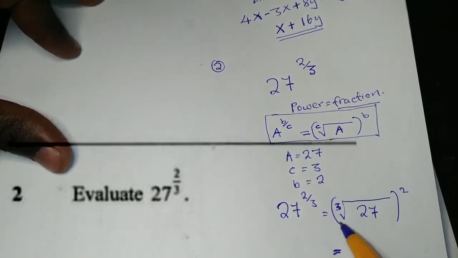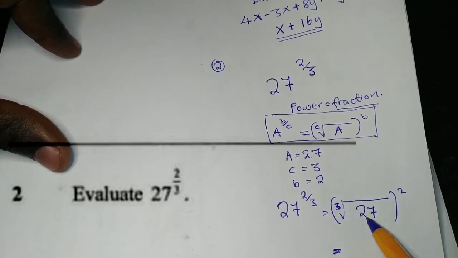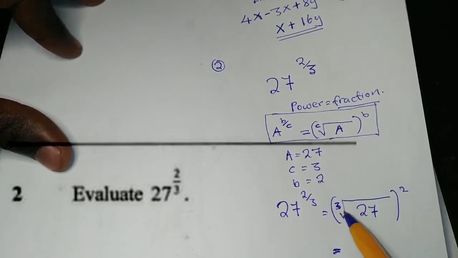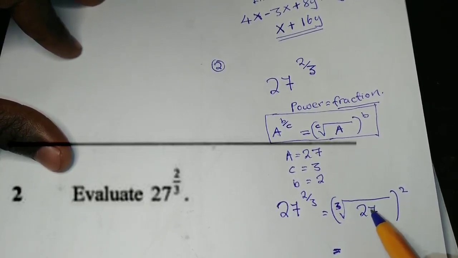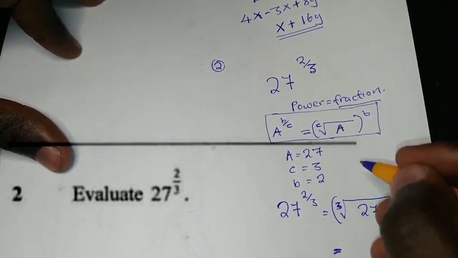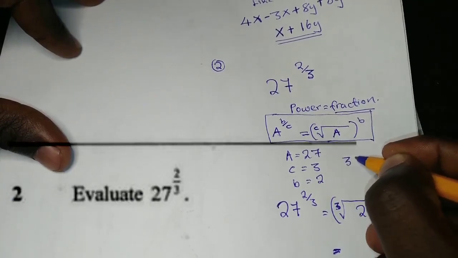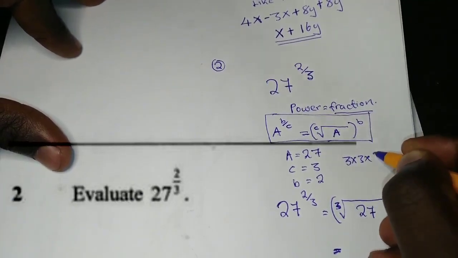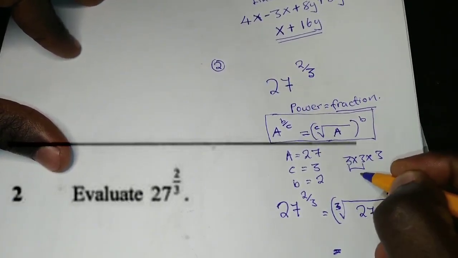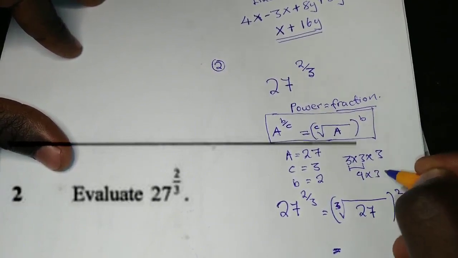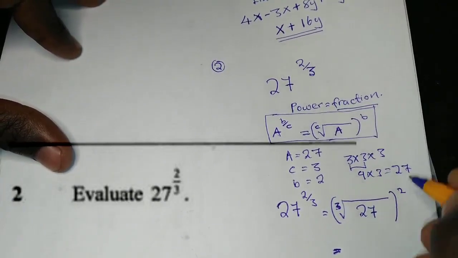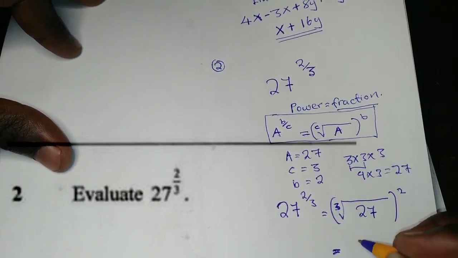So after this now, what's the cube root of 27? A number that when you multiply it 3 times will give you 27, that's what cube root means, a number that you multiply 3 times by itself to give you 27. This number happens to be 3, so 3 times 3 times 3. 3 times 3 is 9, 9 times 3 is 27. So the cube root is 3.